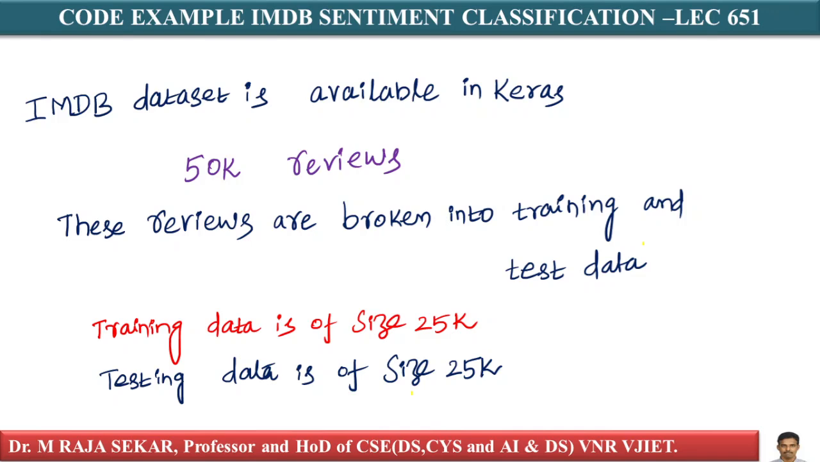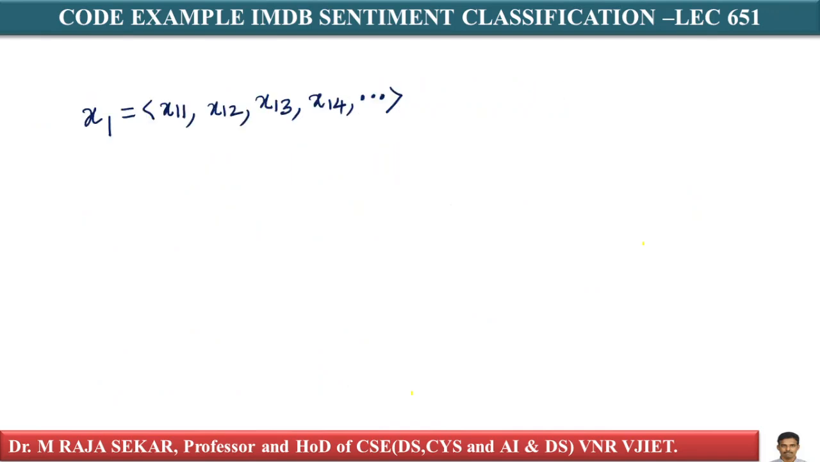What is a review? A review is basically a sequence of words. X1 is a review, in which X11 is a word, X12 is a word, X13 is a word, X14 is a word, and correspondingly you have Y1.